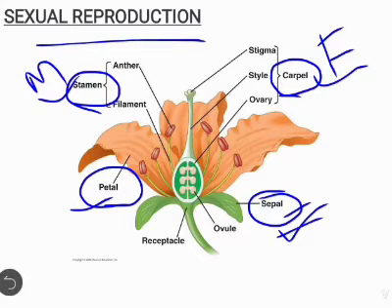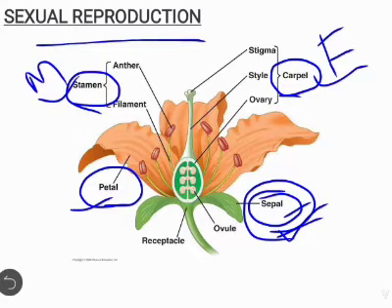Sepals are green and they protect the other parts of the flower before it blooms, or at the bud stage. Sepals are the part which protect other parts of flowers.